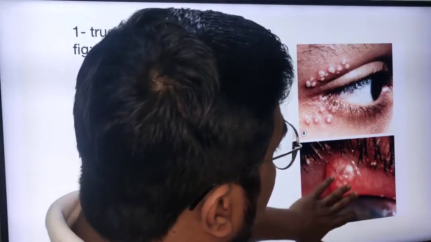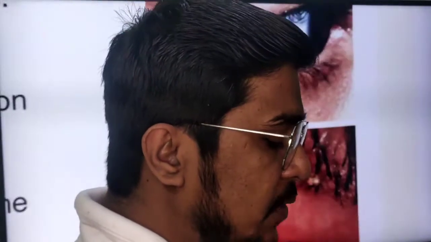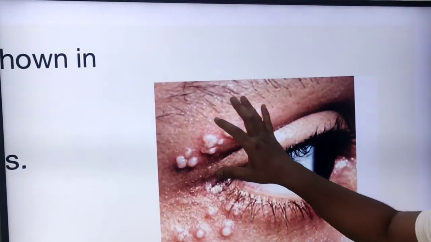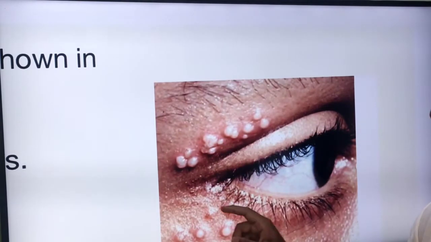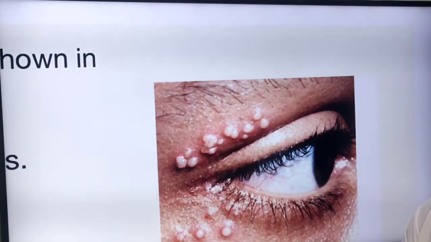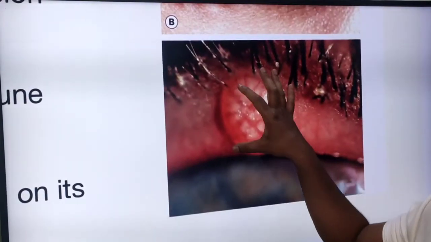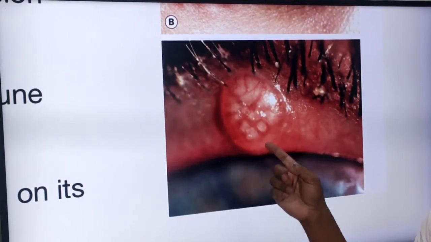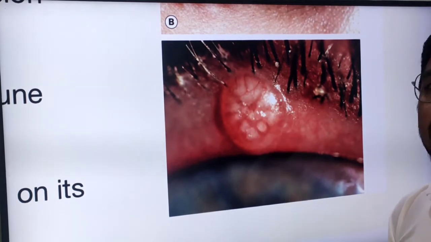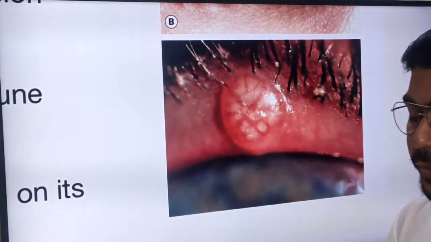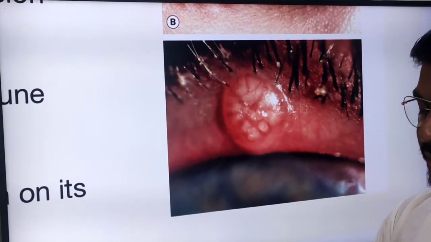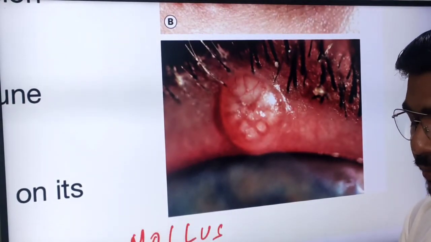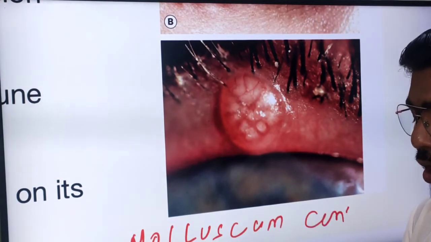So this is the picture. Let me enlarge it for you. This is the cluster of vesicles above the eye. This is below the lower eyelid, and this is the magnified view on the slit lamp, where you can easily appreciate the umbilicated lesions and the vesicular shape. Okay, now what is the diagnosis from this? The diagnosis that you can make here is molluscum contagiosum.